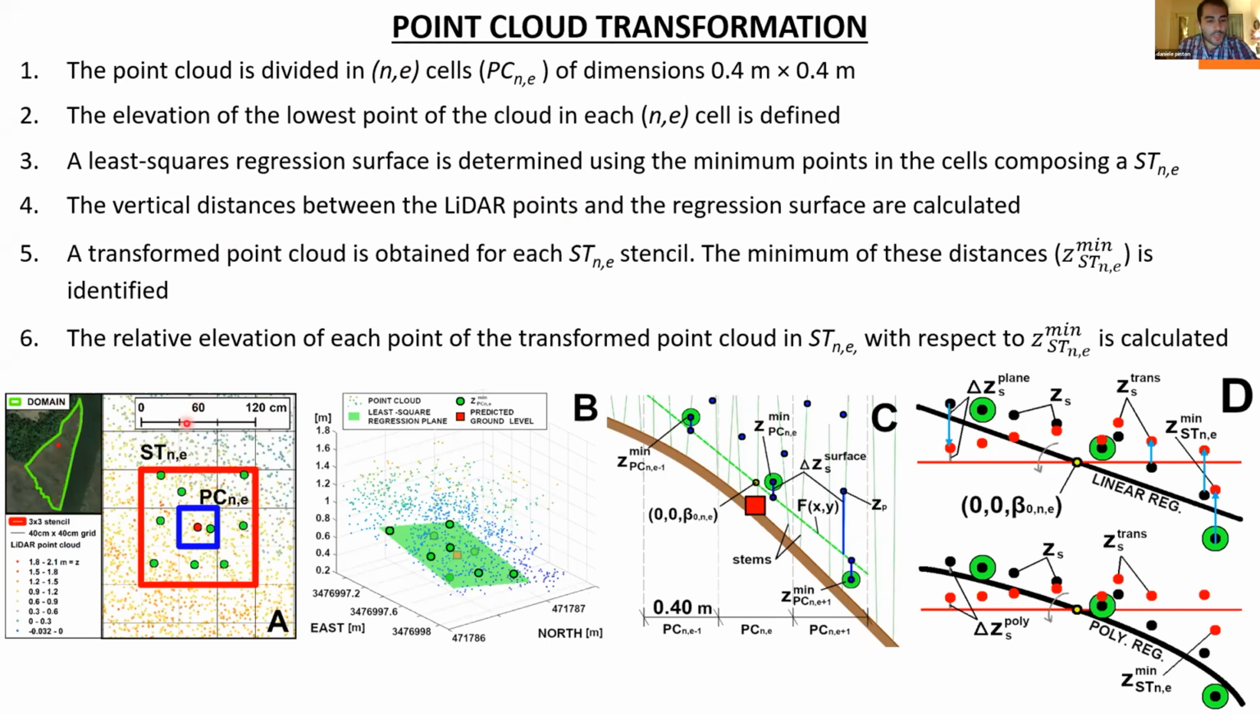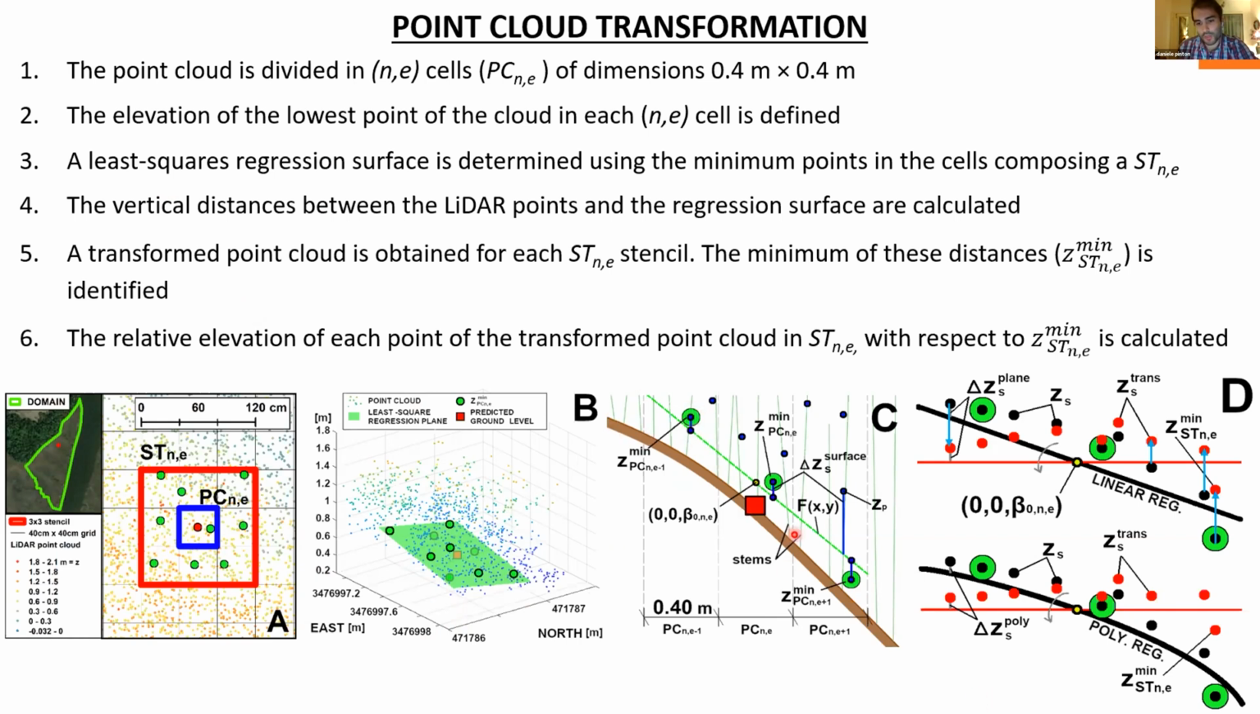After I divided the point cloud, I calculated the elevation of the lowest point in each cell, and then I calculated a regression surface using these minimum points in each stencil. After that, I calculated the distance between each point of the point cloud and the regression surface.